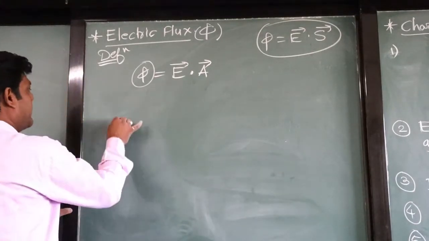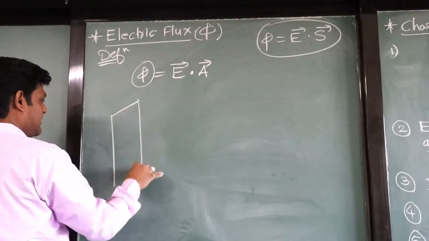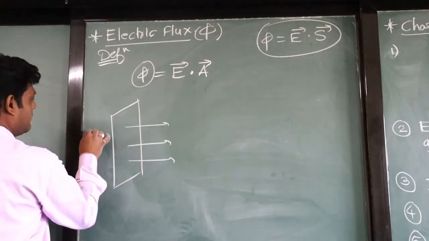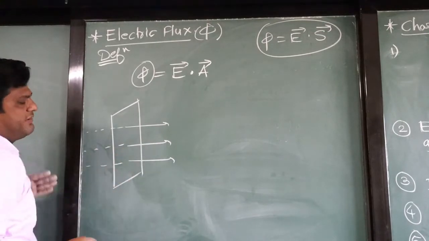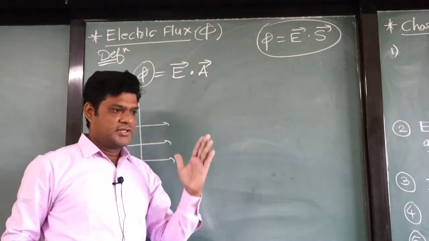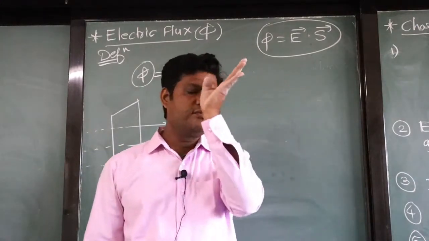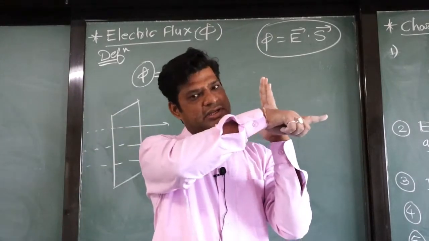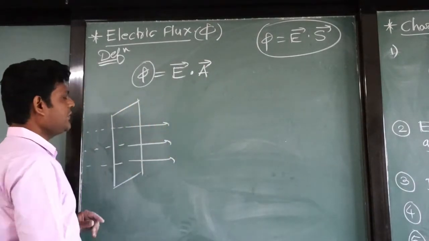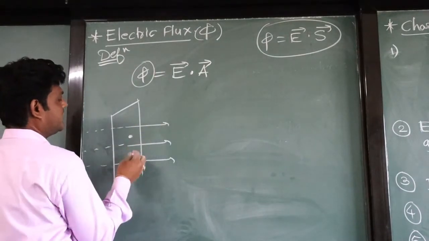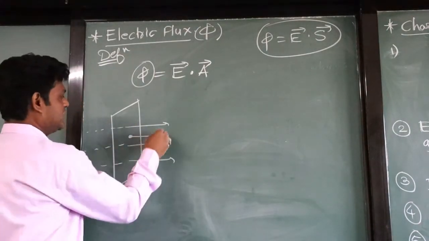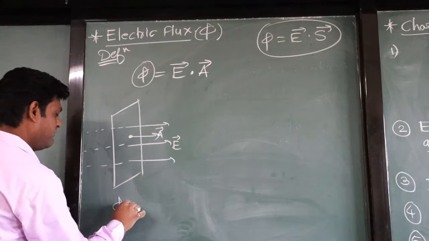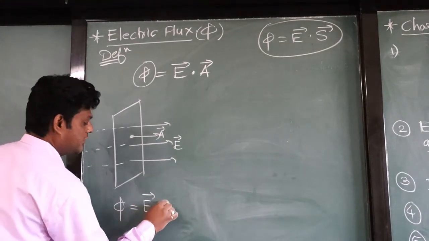So this is the definition: the number of electric field lines passing perpendicularly through the given area. Suppose this is a sheet, like a notebook page, and electric field lines pass through it perpendicularly. So this is the diagram. This is the area vector pointing outward, A vector, and these are the electric field lines. So flux equal to E vector dot A vector.